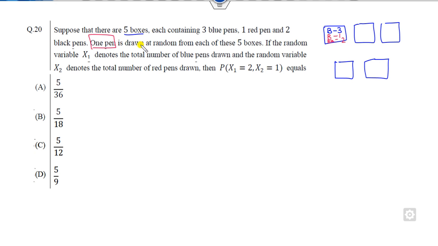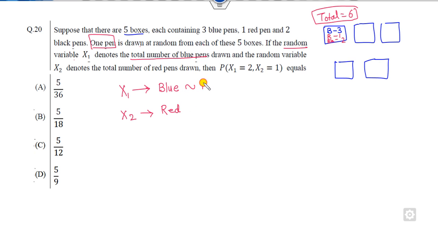One ball is drawn from each of the 5 boxes. If the random variable x1 denotes the number of blue balls, x2 denotes the red balls, then what is the probability of this? That's very simple. When x1 represents the number of blue balls, what is the total number of balls? You can see the total number of balls in each box is 6.